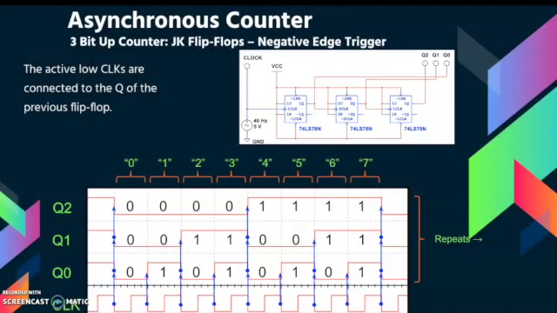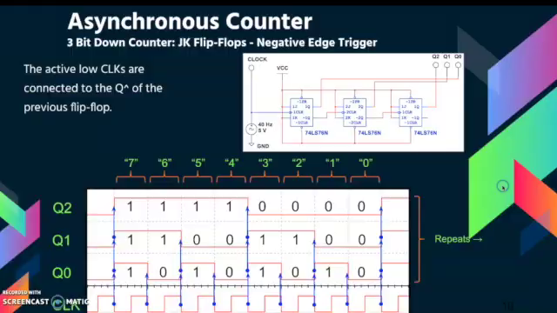This is a 3-bit up counter, and in this case we're using a JK flip-flop with a negative edge trigger. So the active low clocks are connected to the Q of the previous flip-flop, so this is a little bit different. If you look, our clock is actually connected to the Qs and not the Q naughts when we use a negative edge trigger on the JK flip-flops. And then here we have the negative edge trigger with a JK flip-flop as a 3-bit down counter. So again, we have the active lows, and they're actually connected to the Q naught of the previous flip-flop. So here we have this going to the Q naught. Same thing here.